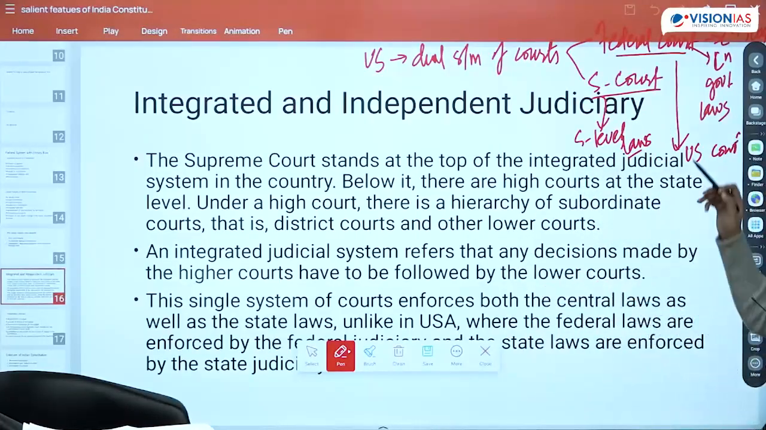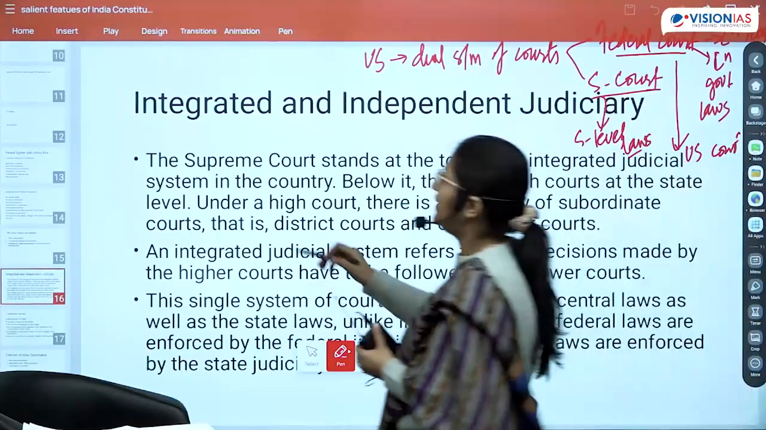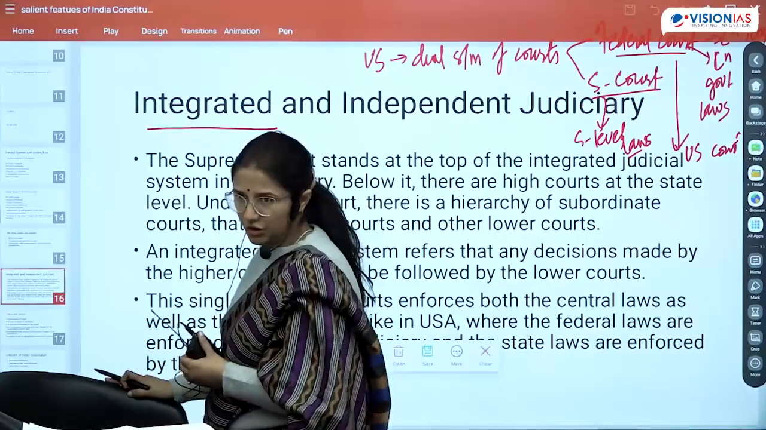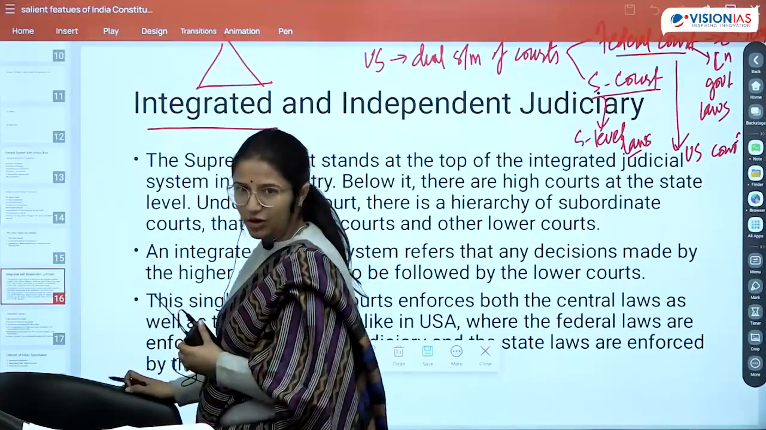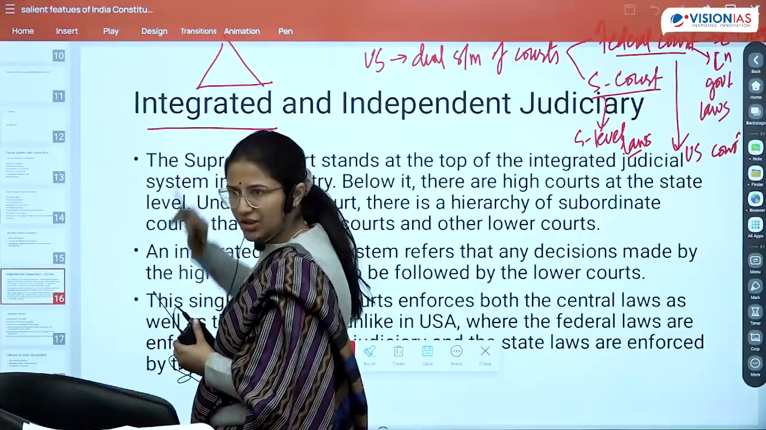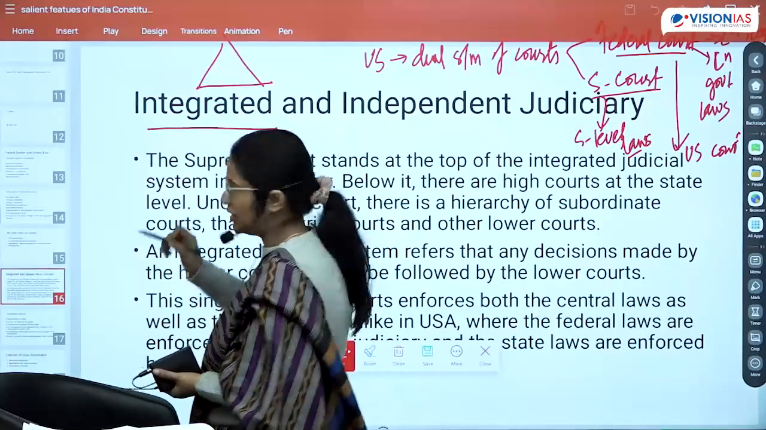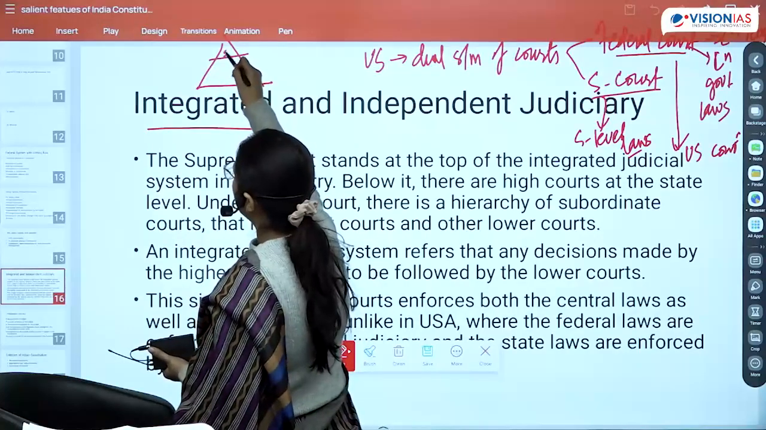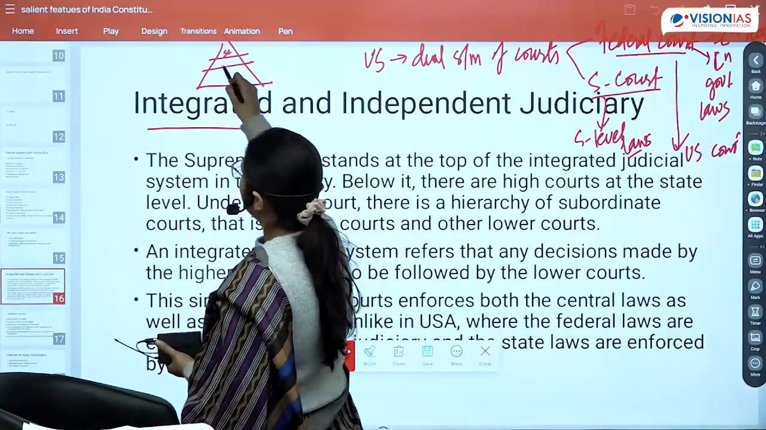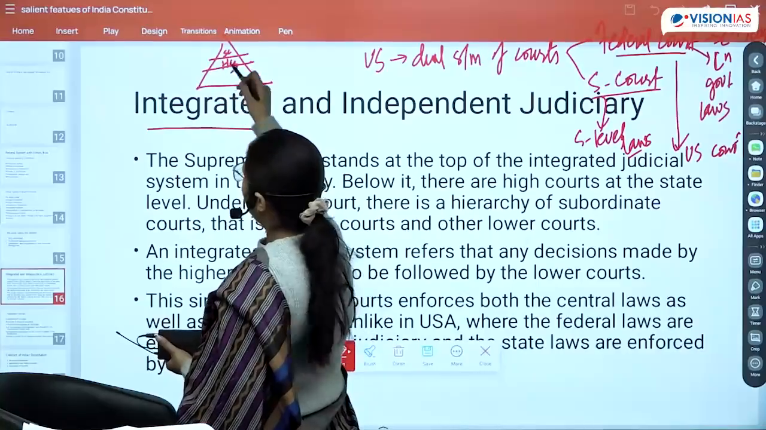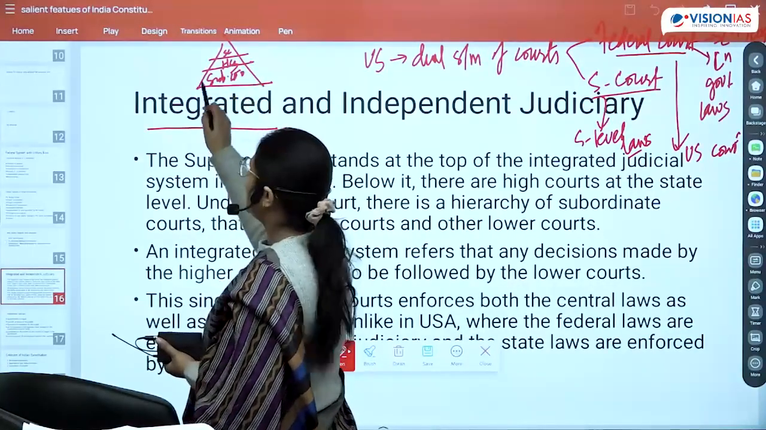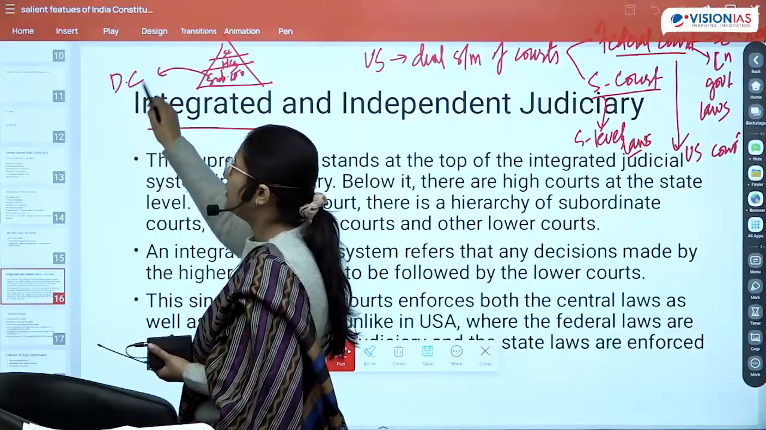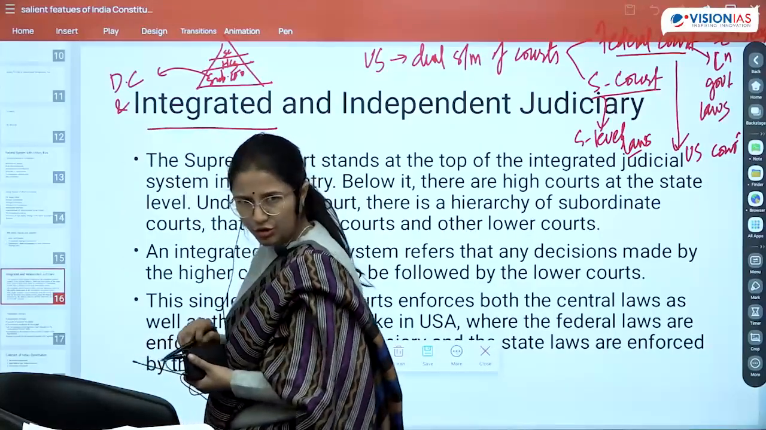Fine. So in US you have a dual system of courts, but in case of India we find that there is an integrated judiciary. The judiciary in India is hierarchically organized. In a pyramidal structure we have organized our judiciary. On top is the Supreme Court. Below it are the High Courts, and below High Courts are the subordinate courts. Subordinate court मतलब क्या है? District court and other lower courts जो रहते हैं.